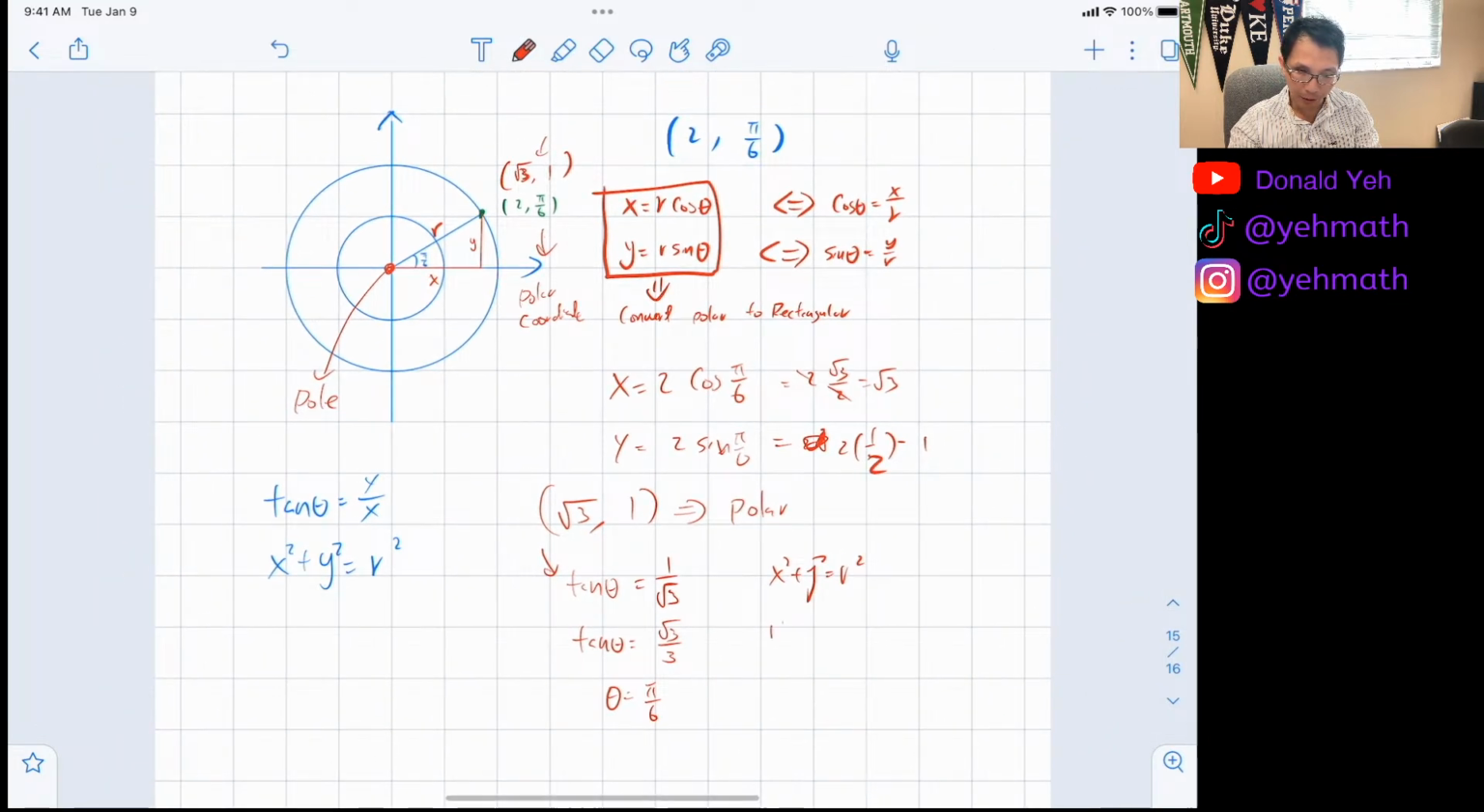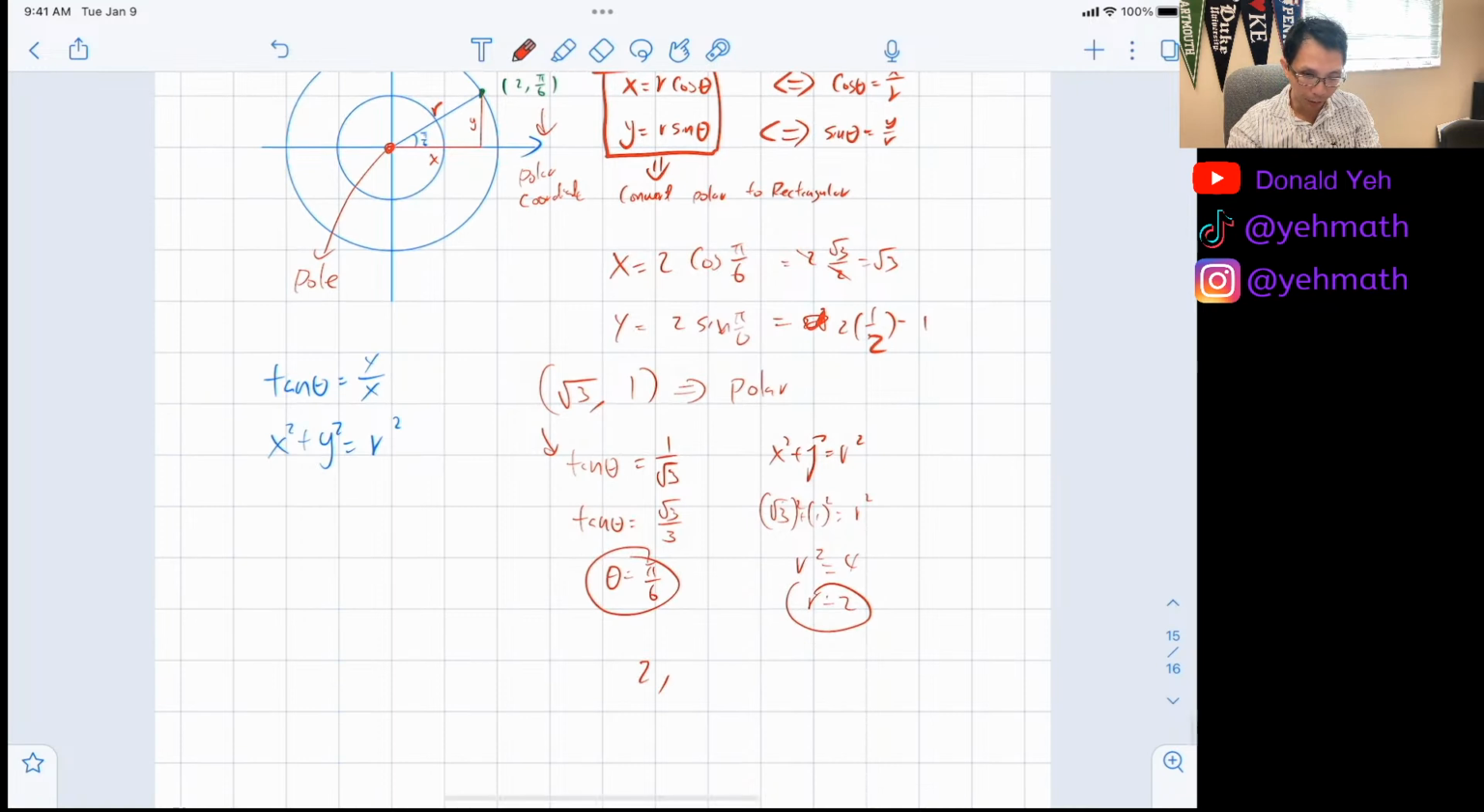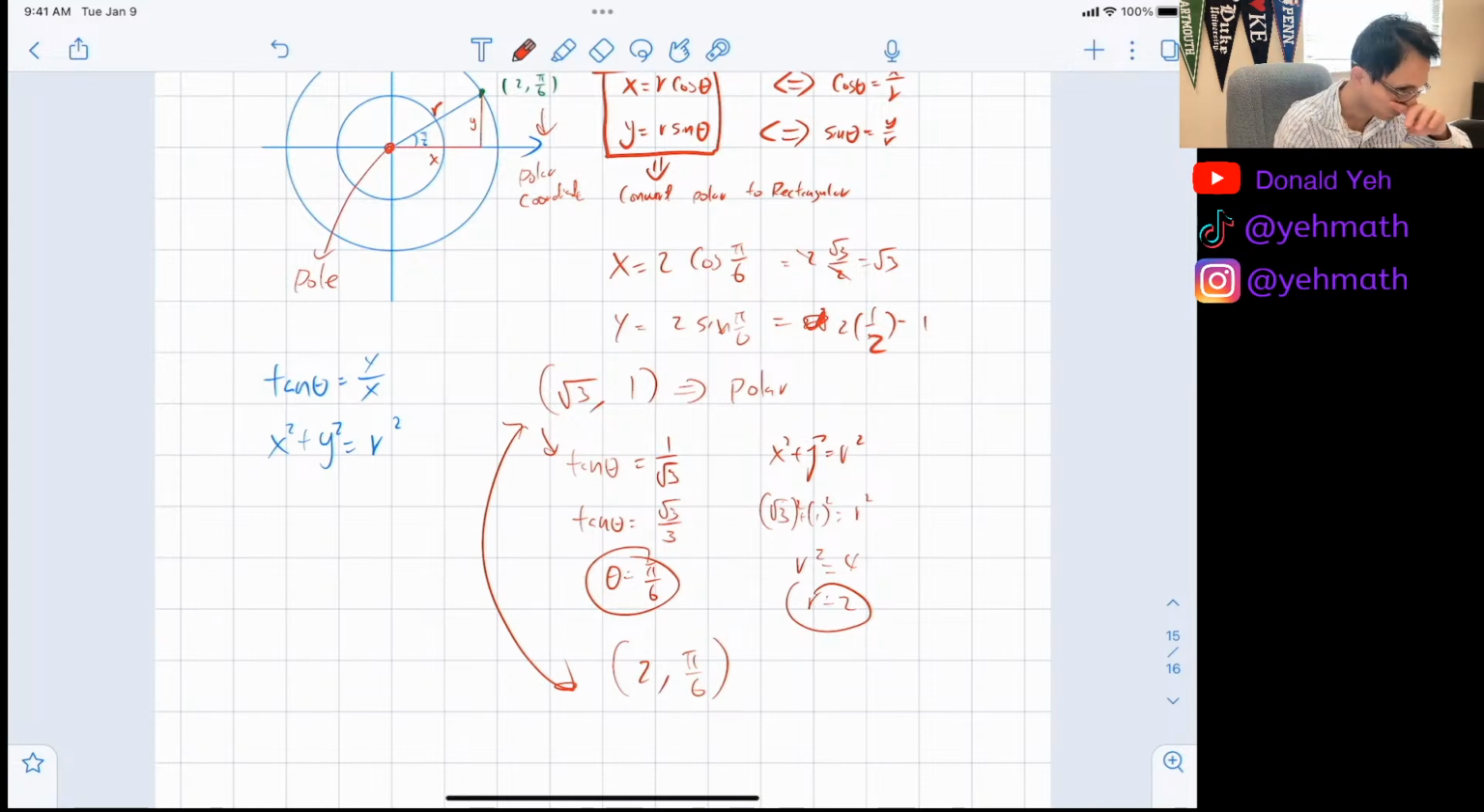That's gonna be square root 3 squared plus 1 squared equal to r squared. So r squared is equal to 4. R is equal to 2. Wow. So you convert back to 2 and pi over 6. You just change it back from here to here. So you should be able to convert from one coordinate to the other.